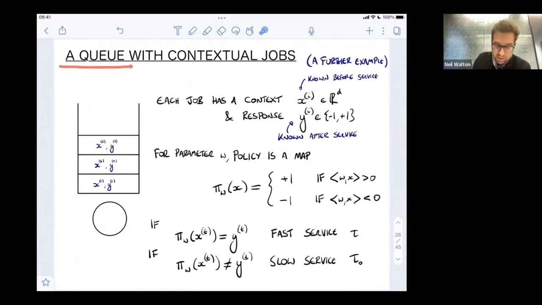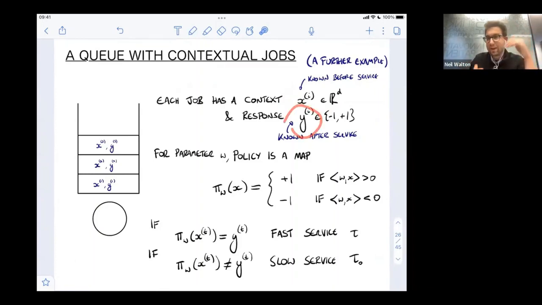So here we consider a queue with contextual jobs. Imagine we're calling up a call center, and it asks you for some information, like your name and things like this, in different parameters. That's the context of your call, okay? And then you can imagine there's a response of how you go about serving that call based on the context information that they're giving you.